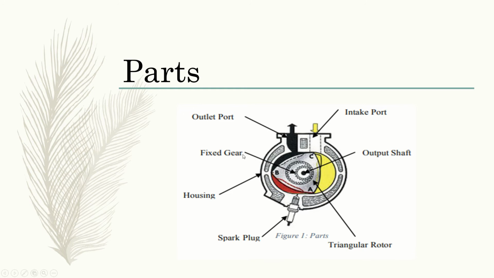The next one is the fixed gear. The fixed gear is attached to the housing to ensure the correct movement of the rotor within the housing. Then the last one is the outlet port, and it is the exit area for ignited gasoline.